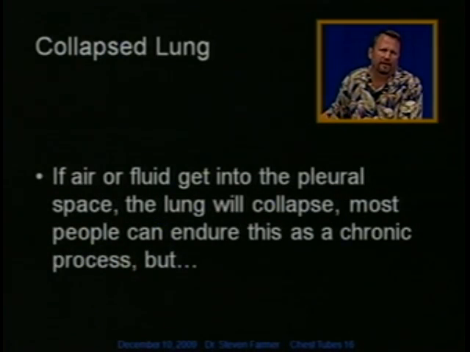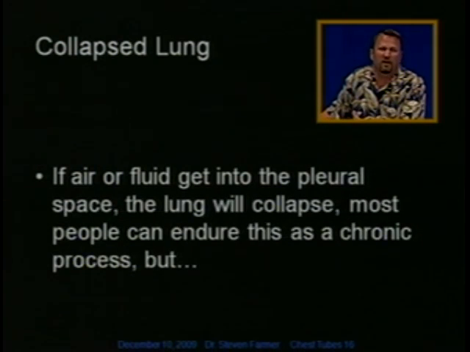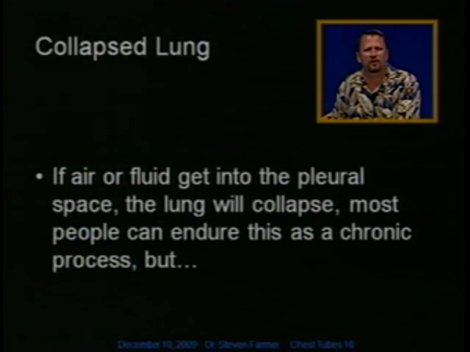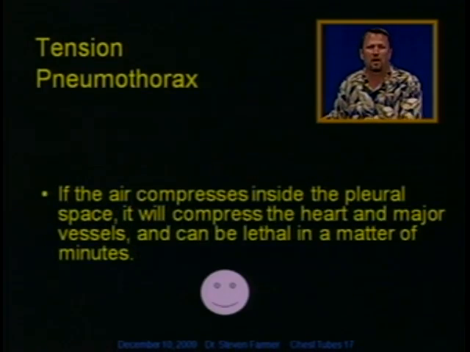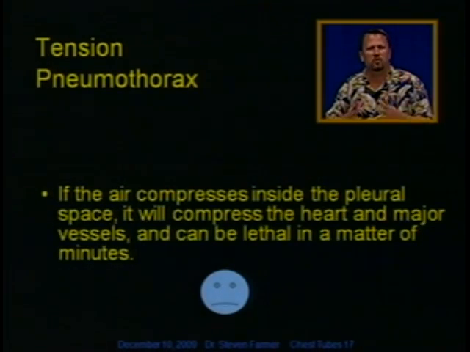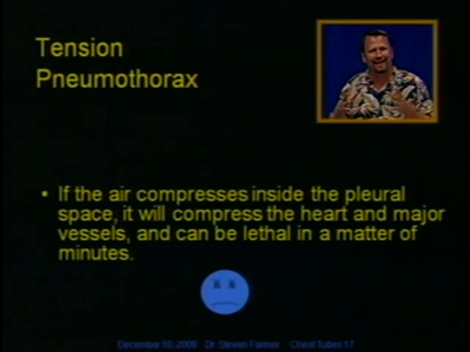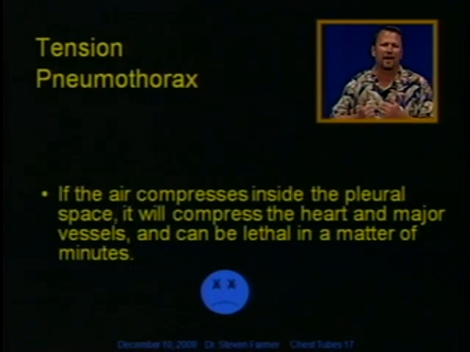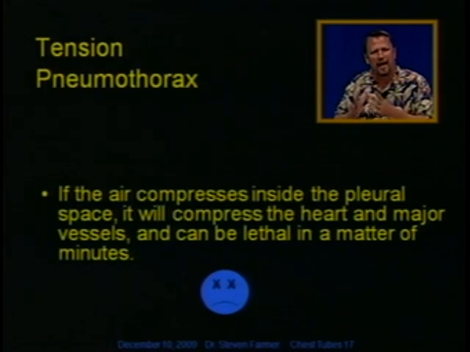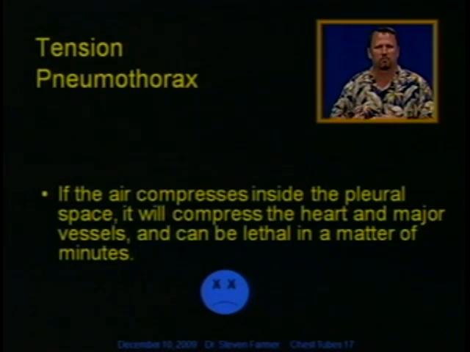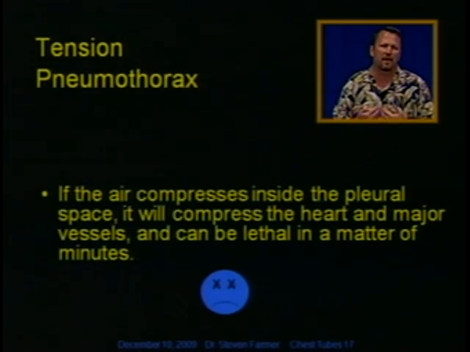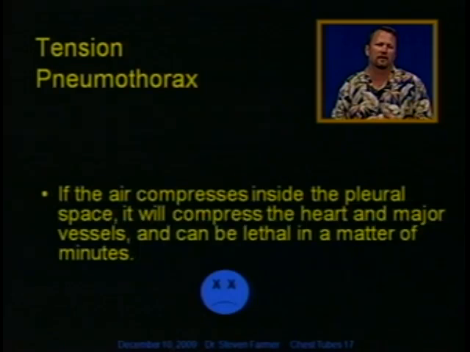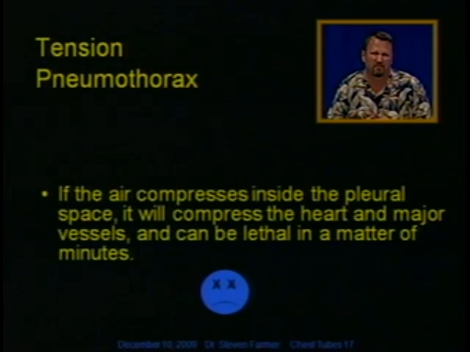So if air or fluid gets into the pleural space, the lung can collapse. Most people can endure this as a chronic process. But something to keep in mind is the concept of a tension pneumothorax. If air gets into the pleural space but has no way of getting out, and we continue to add air with each breath, then this is going to compress the heart and the major vessels, and this can be very lethal in a matter of minutes.